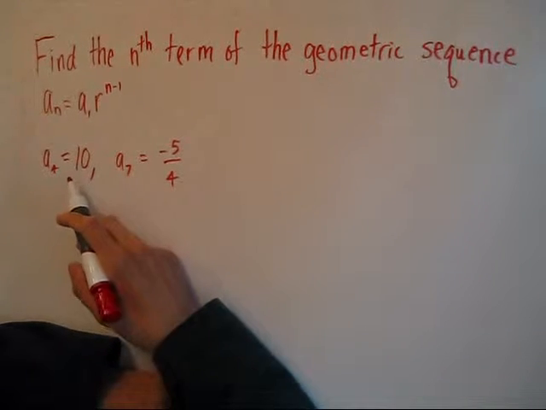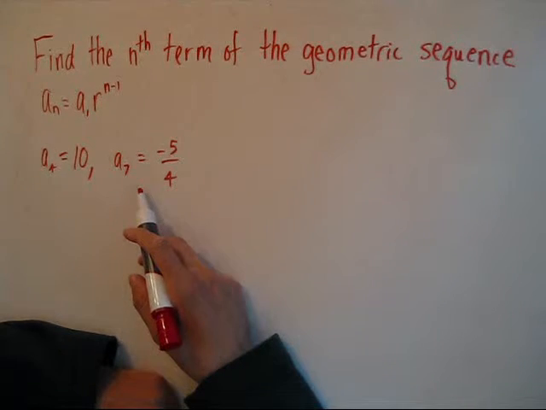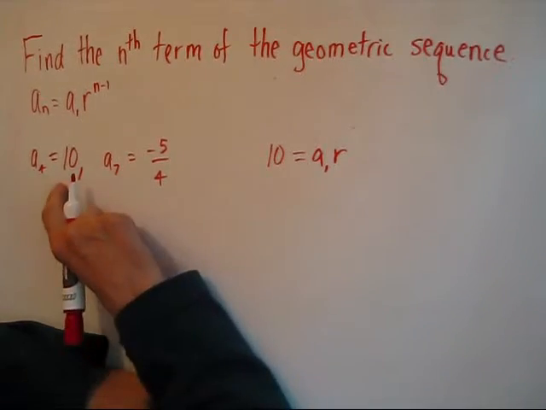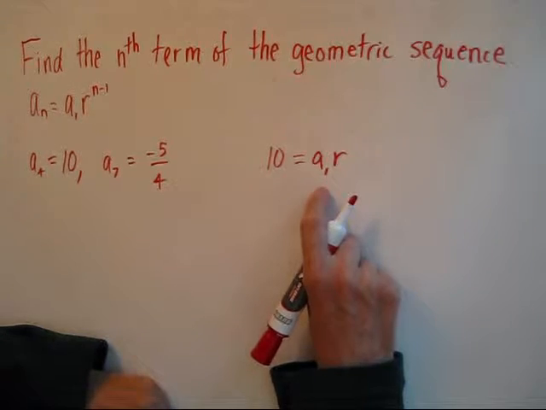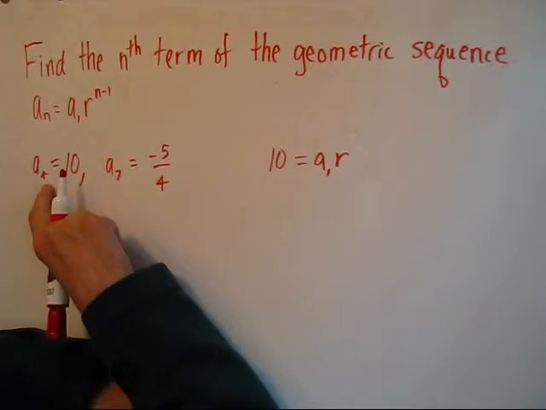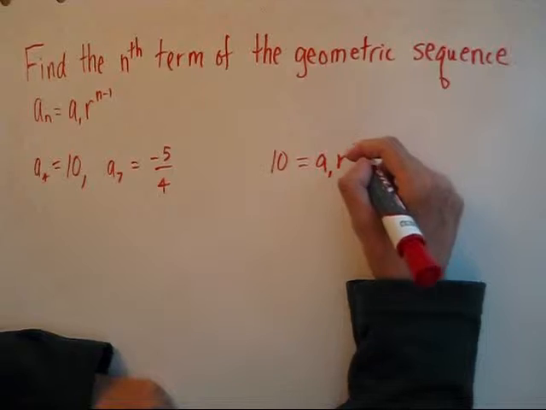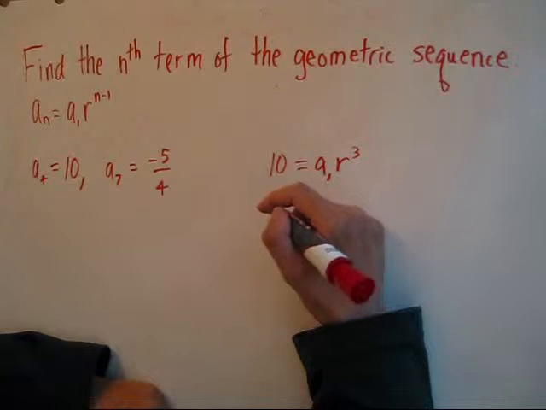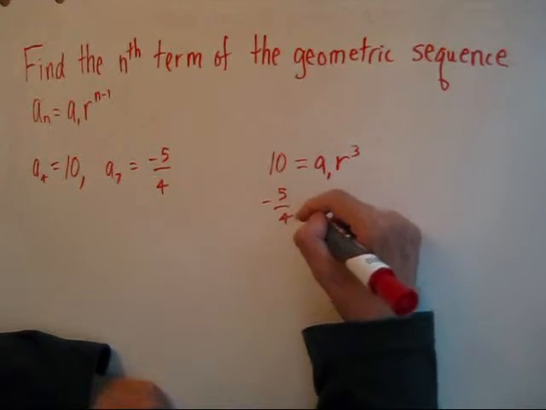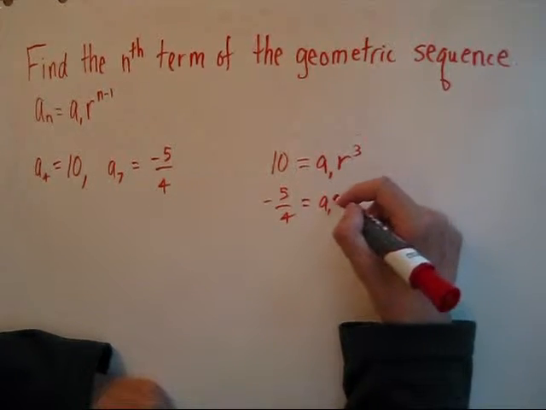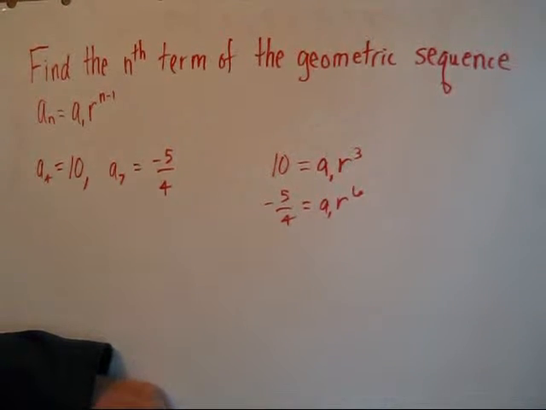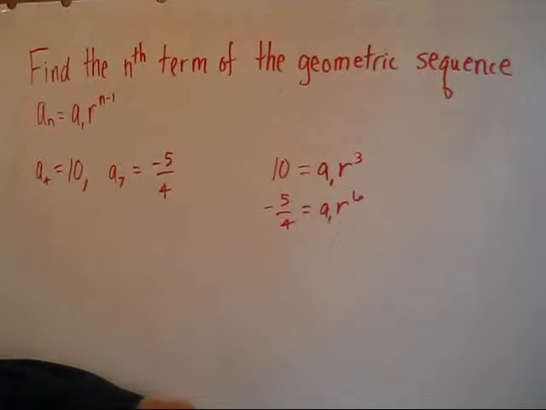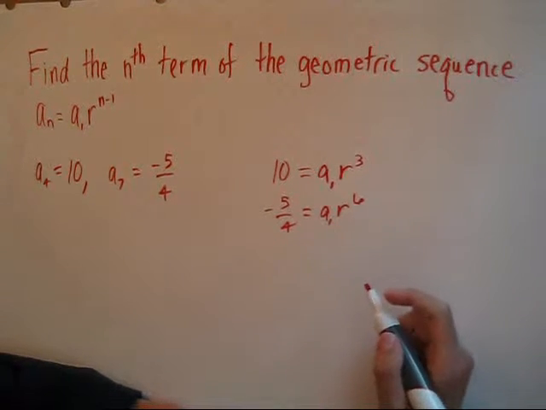This one we have that the fourth term is 10 and the seventh term is negative 5/4. Well, let's plug both those into our formula. For this one we have 10 equals a1 times r, okay, 4 minus 1 is 3, so r cubed. And for a sub 7, we have that negative 5/4 equals a1 times r to the 6th. Well, we have a system of equations. It's not linear. That's okay.